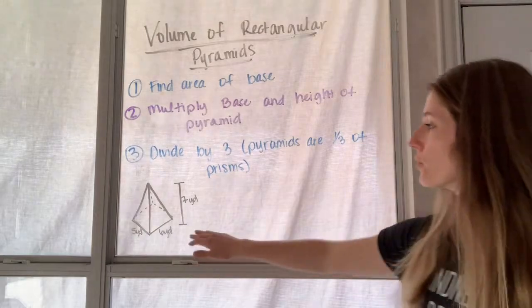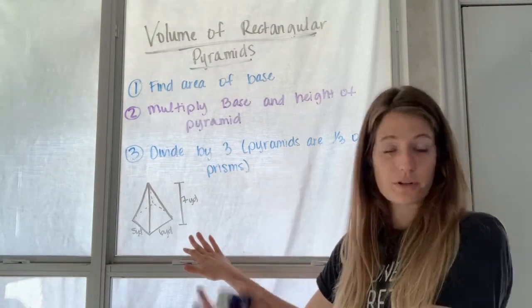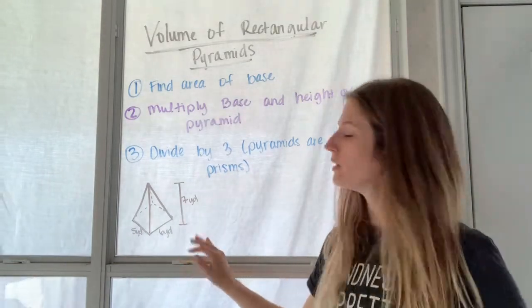And every pyramid is 1/3 of a prism, which is why we divide by 3. So let's go through this problem just so we can kind of refresh our memories on how to solve this. Make sure you're taking notes so that way if you come across a problem like this in the practice, you guys know how to do it.